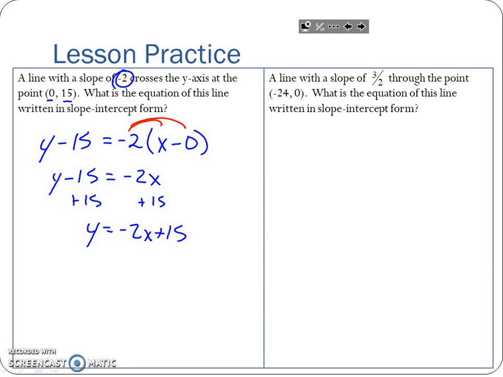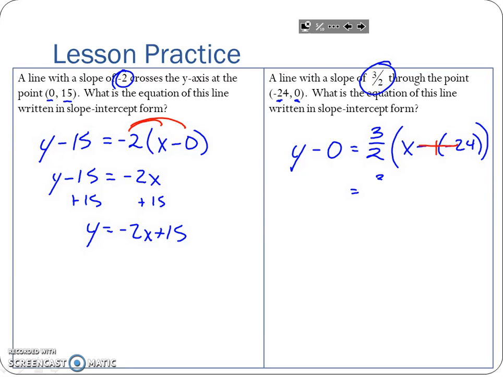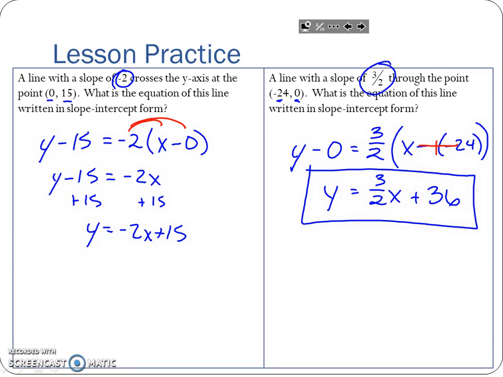Okay, our other side of this, again, we've got a slope. I've got my x and I've got my y. So I'm going to go y minus 0 equals 3/2 times x minus a negative 24. Two negatives make a positive. Okay, so that's 3/2 times 24. It really is 3 times 12. So that's going to give me 36. So I end up with 3/2 x plus 36 equals, we got y minus 0, and again, y minus 0 is just y. So there's my answer on both of those two.